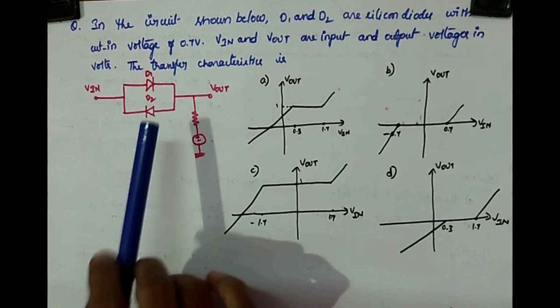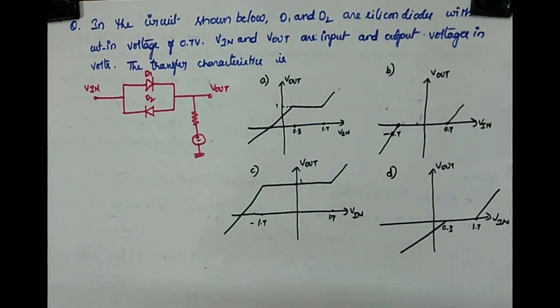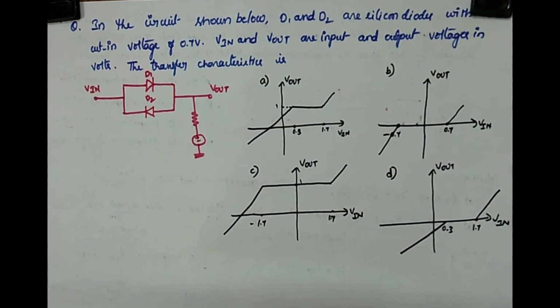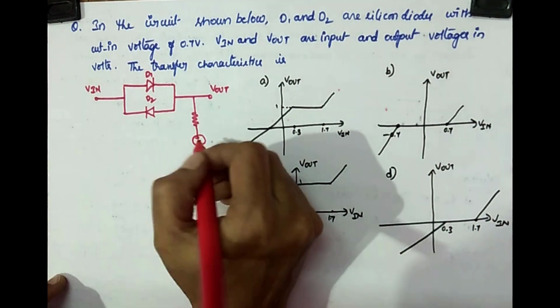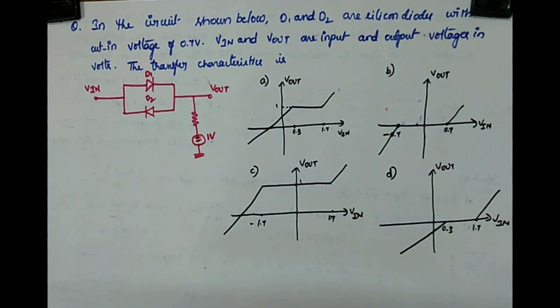See the circuit. This is the circuit given. You have to find the transfer characteristics. This voltage is 1 volt, this is plus and minus, this is 1 volt.